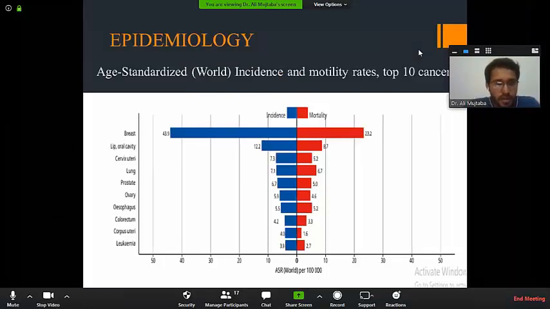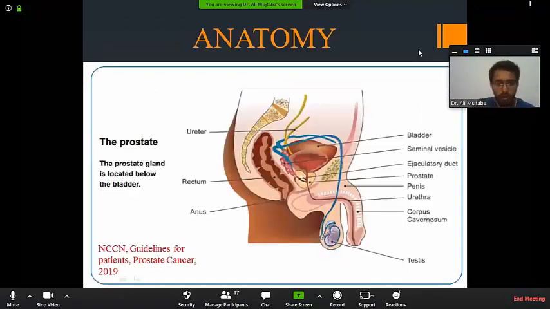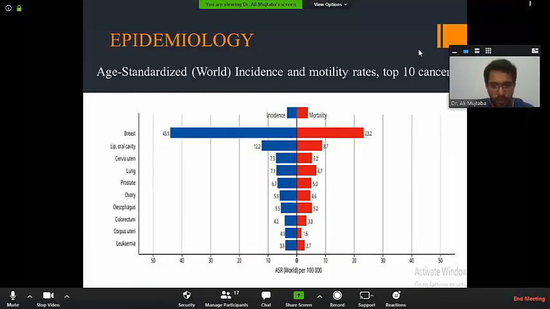If we see the age standardized incidence and mortality rate of top 10 cancers, the incidence and mortality of prostate is second highest after lip and oral. The incidence and mortality of prostate cancer is high in developing countries as compared to developed countries. It is also highest among the black population.